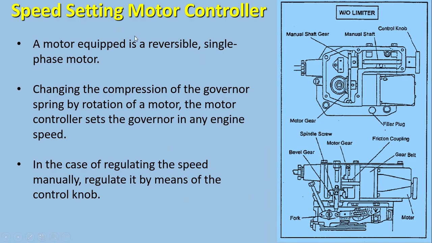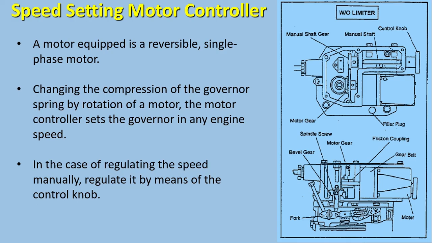Then we will discuss the speed setting motor controller. A motor is equipped with the governor. The purpose of this motor is to change the compression of the governor spring by rotation of the motor. The motor controller sets the governor to any engine speed. In every governor, on the top side there is a servo motor. Basically this servo motor controls and maintains the compression of the spring. This way it adjusts the speed setting of the engine.